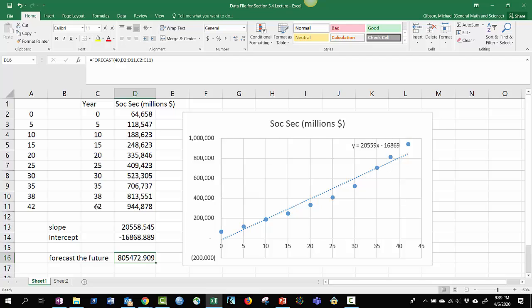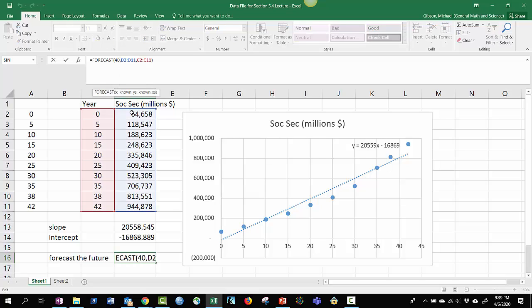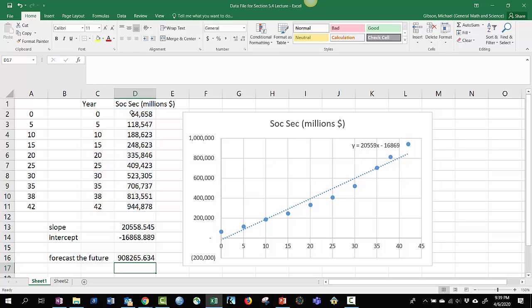On the other hand, you can do the future. So this only went to 42. So what would this say when it was 45? All right. Well, so you just come in here instead of typing in 40 to begin with, type 45. And there's the projection for the 45th year.